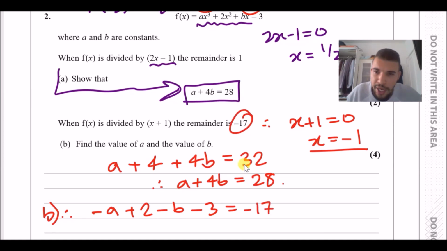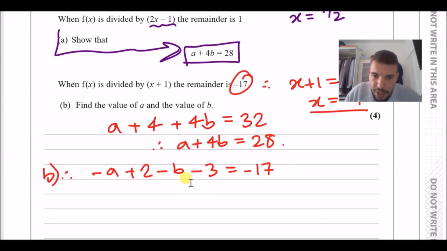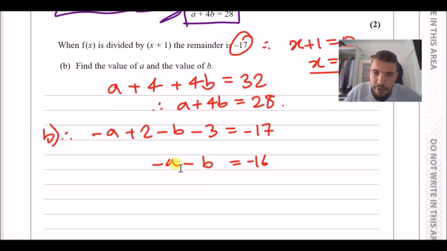So we just go ahead and tidy this up a bit. So what we could do is 2 take away 3 is minus 1. Add it across, you get minus 16. And on the left side, you got minus a and minus b. Now, just to make it look nicer, I'm going to go ahead and move minus a minus b across to the other side and minus 16 to the left. So then everything goes positive. Okay, so therefore, a plus b equals 16.